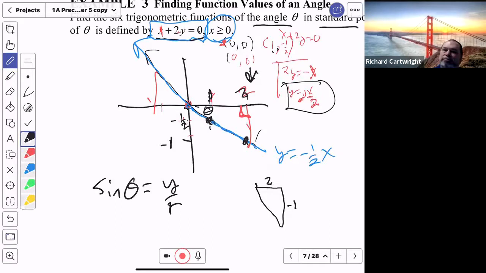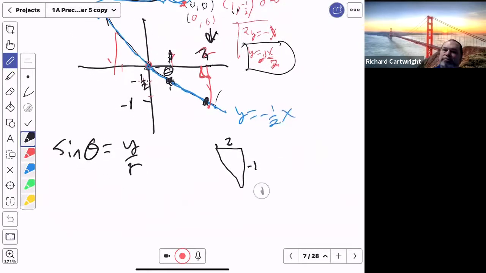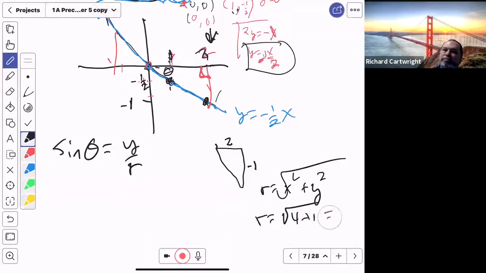I don't know what r is, so I need to find r. R equals the square root of x squared plus y squared. R equals the square root of 4 plus 1. Isn't that the square root of 5, if I choose to use that one? Did I do the math right? Please double check.